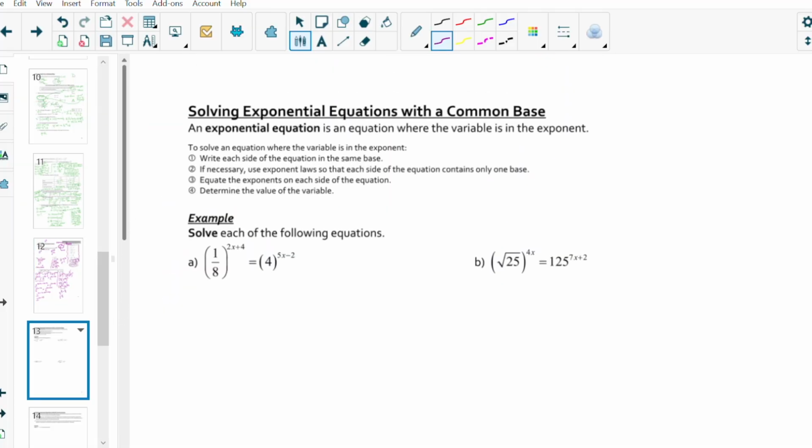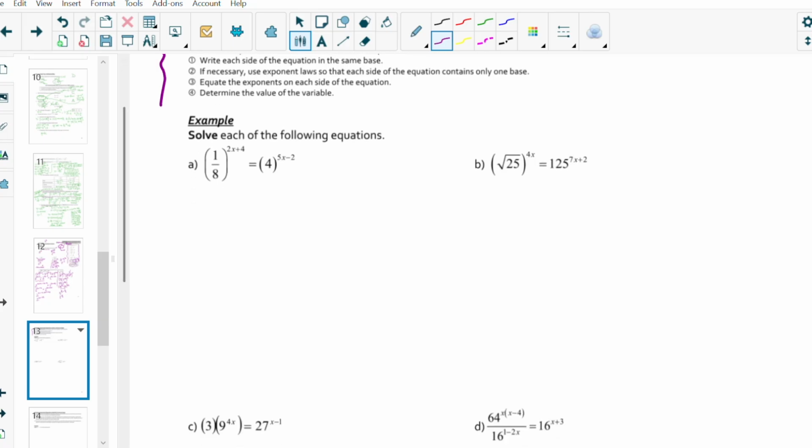Next page. Okay, solving exponential equations with a common base. Here are the instructions. We'll go over a bunch of examples. An exponential equation is an equation where the variable is in the exponent. To solve an equation where the variable is in the exponent, write each side of the equation in the same base. If necessary, use exponent laws so that each side of the equation contains only one base. State the exponents on each side of the equation. Determine the value of the variable. Okay.